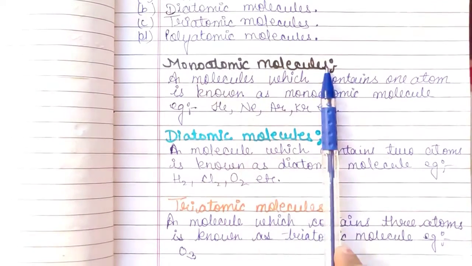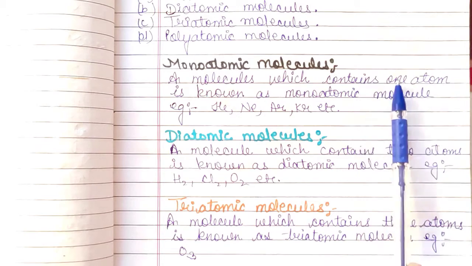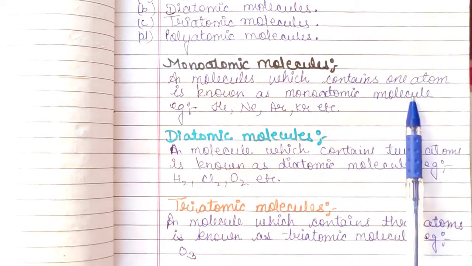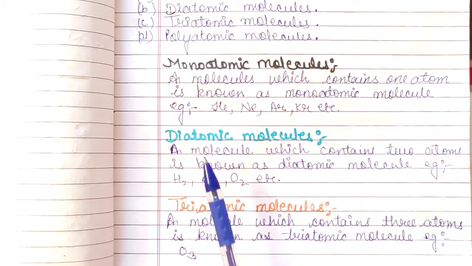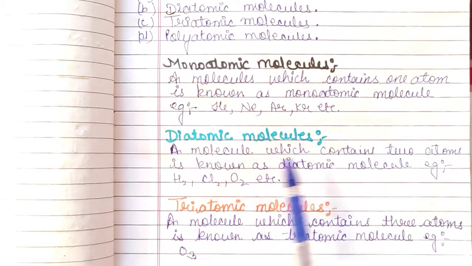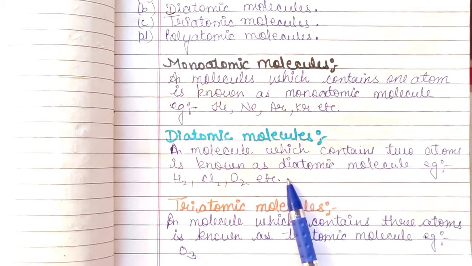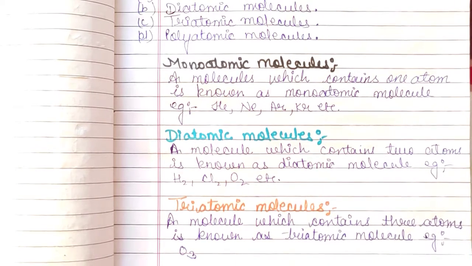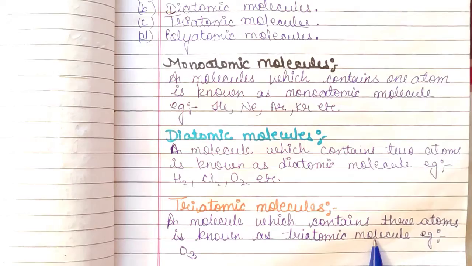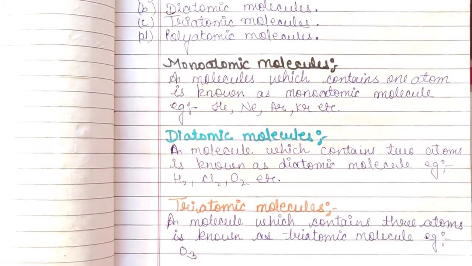First is monoatomic molecules. A molecule which contains one atom is known as monoatomic molecule. Example helium, neon, argon, krypton, etc. Diatomic molecule. A molecule which contains two atoms is known as diatomic molecule. Example H2, Cl2, O2, etc. And triatomic molecules. A molecule which contains three atoms is known as triatomic molecule. Example O3, which is ozone gas.